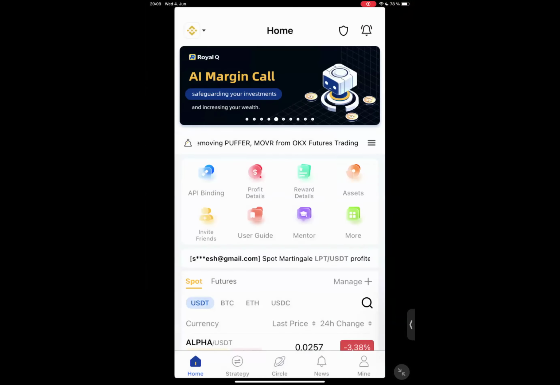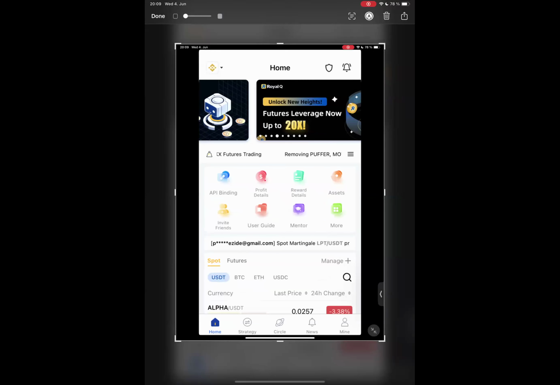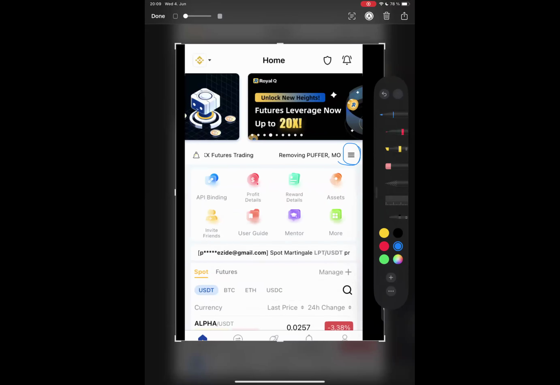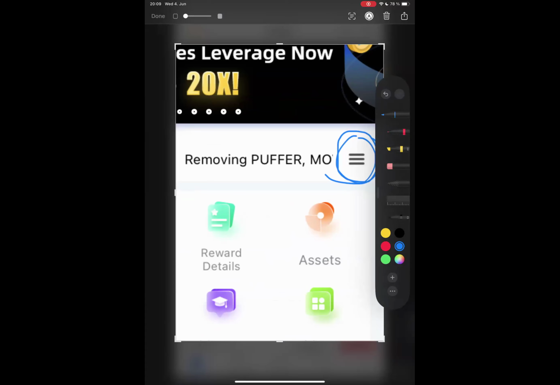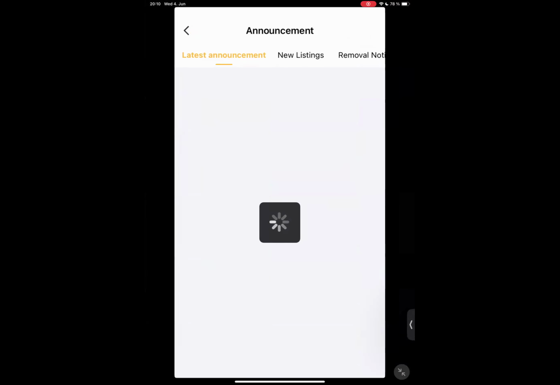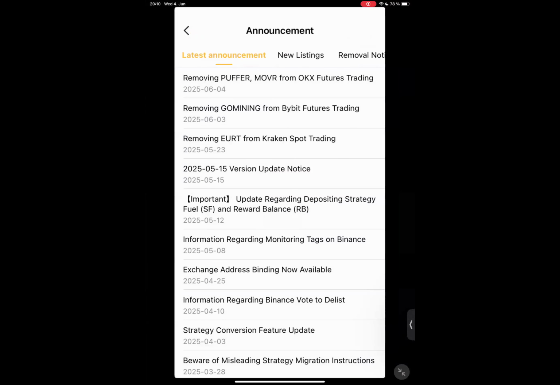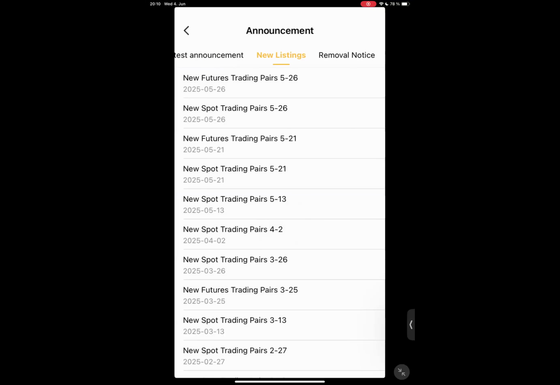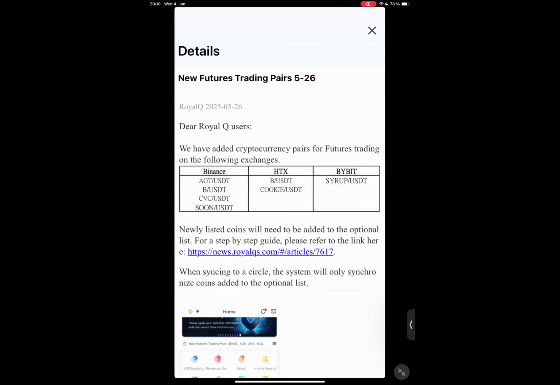All right. So below, in the middle here, this part, this is where you can get the latest announcement. Anytime RoyalQ wants to communicate to us, they communicate to the announcement tab. So this is where you get the announcement. Then we have new listens. Anytime there are new trading pairs that have been added, they alert us. If you want to add it, you can add it.